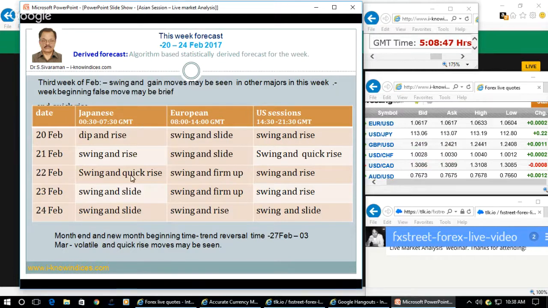Swing and slide during the Japanese session on Thursday, then firm up and rise during the European and US sessions. Similarly, on Friday, they are expected to gain the level and book profit. Then continue to gain the level and book profit towards close. That sort of moves they are expected to make, but still they are expected to gain the levels during this particular week. This is the third week of February.